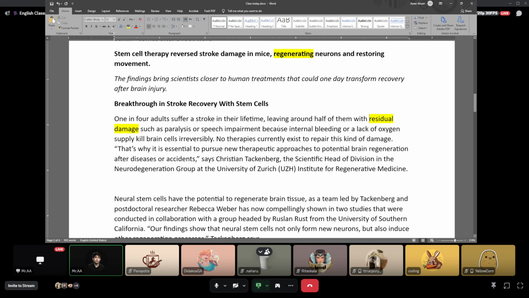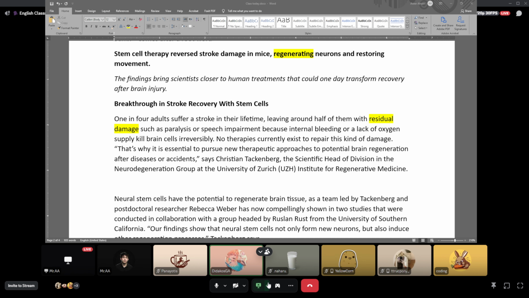That's why it is essential to pursue new therapeutic approaches to potential brain regeneration after diseases or accidents, says Christian Tackenberg, the scientific head of the division in the neurodegeneration group at the University of Zurich, UZH, Institute for Regenerative Medicine.